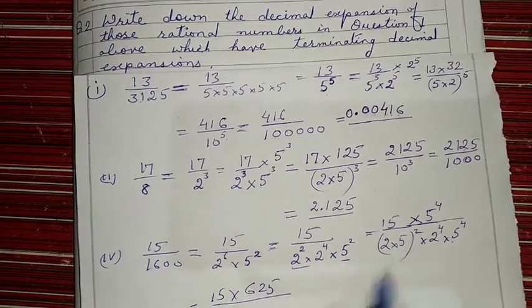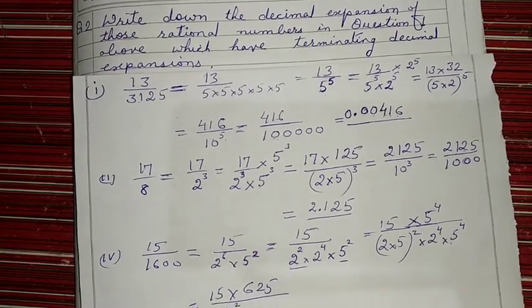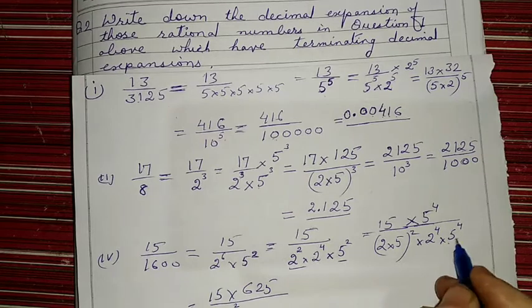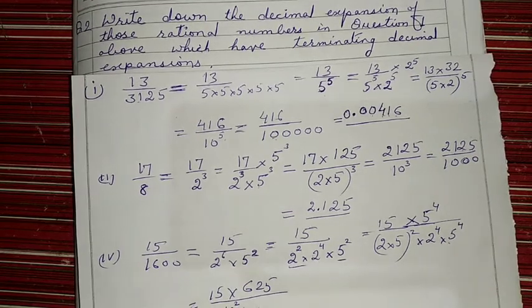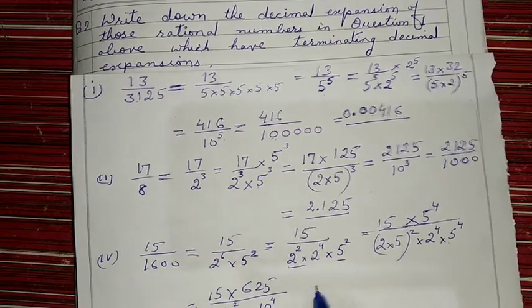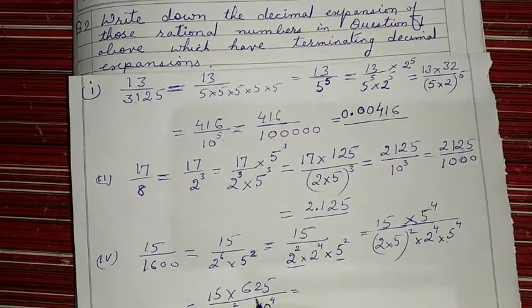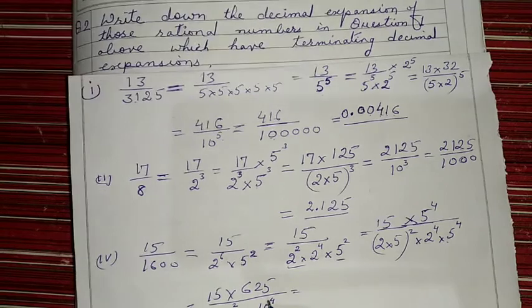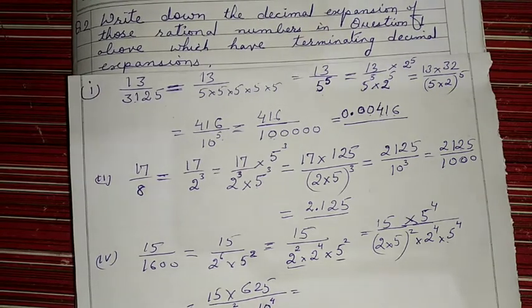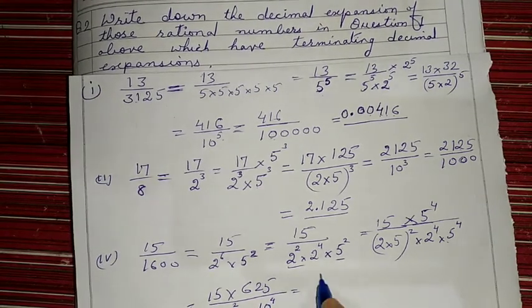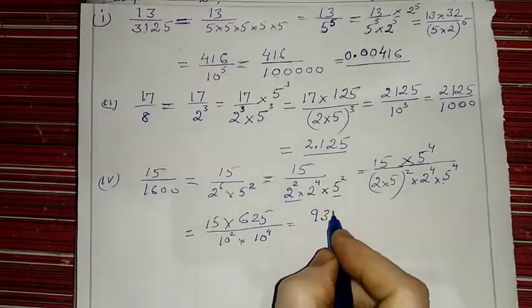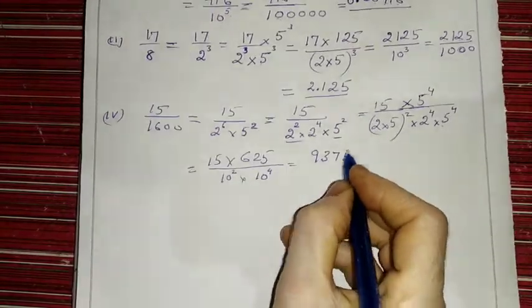625. And 5 to the 10, 10 to the power 2, and here also 2 into 5 is 10, that means 10 to the power 4, and 15 into 625. If you multiply 15 into 625, you will get 9375.